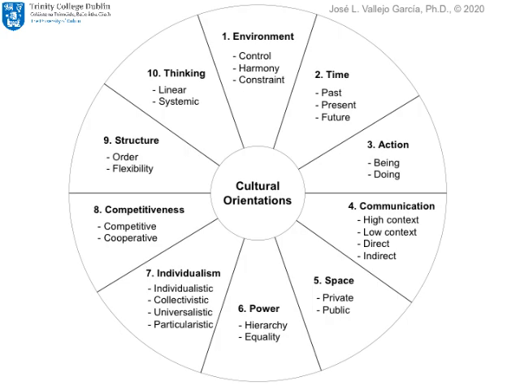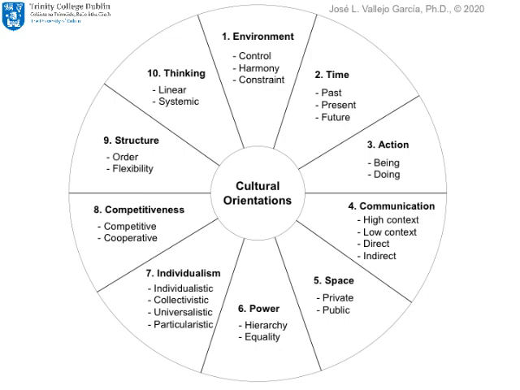And here I have a diagram with all of them, where you can identify the dimension and the orientations that it contains: environment, time, action, communication, space, power, individualism, competitiveness, structure, and thinking. So we're going to go through this in the next slides.